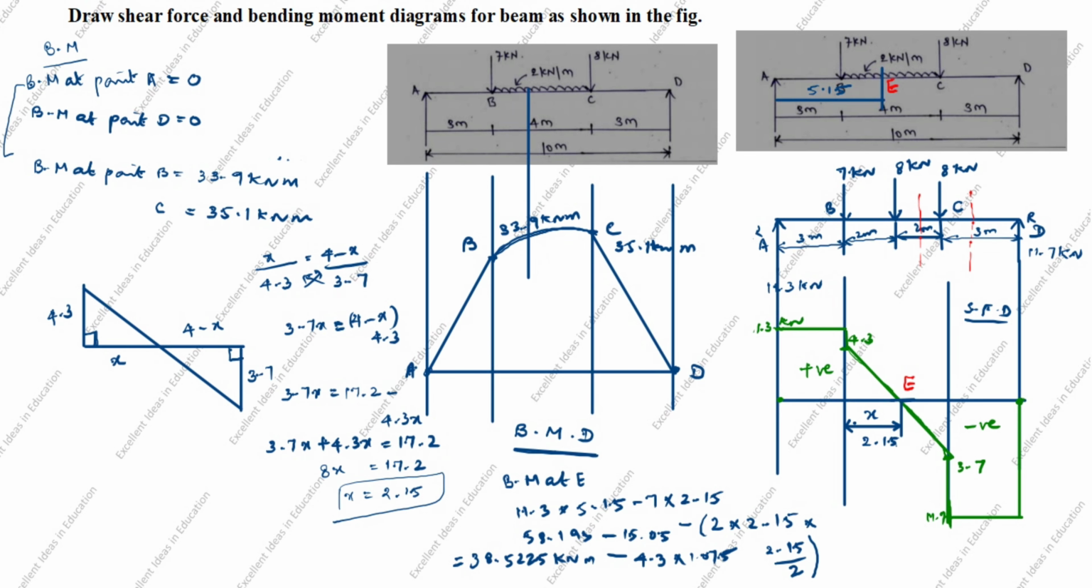Now we will draw the E point here. E point is from here to here. This distance is 2.15. This is E point. So E point is 38.52 kilonewton meter. B point is 33.9, C point is 35.1, E is 38.52 kilonewton meter.